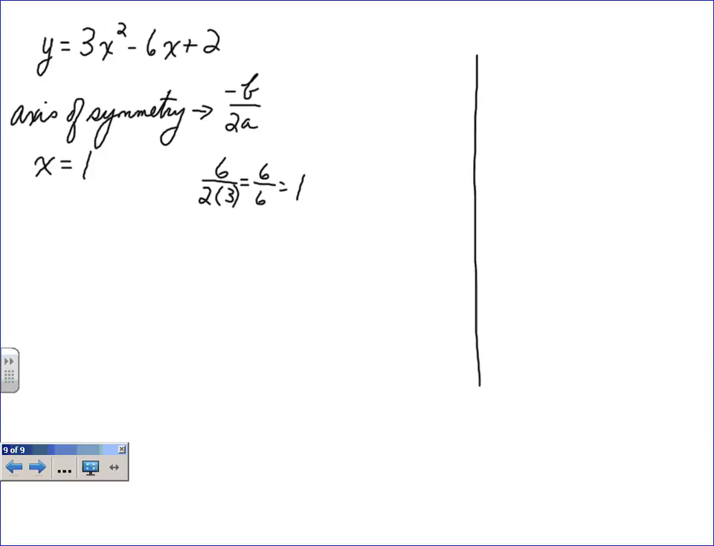That means x equals 1 is the imaginary line that cuts that parabola right in half. It's called the axis of symmetry. So my parabola is going to go right around that, and like we said, it's going to open up. How do we find the vertex? Is this parabola way up here, or down here? We have to find out what the vertex is.